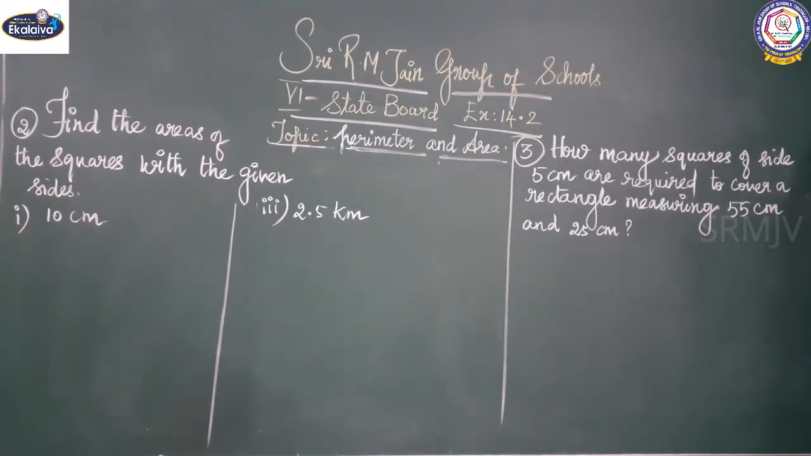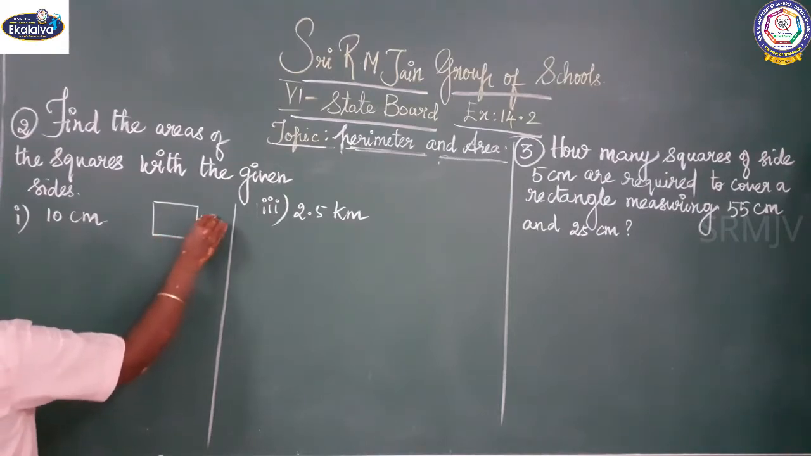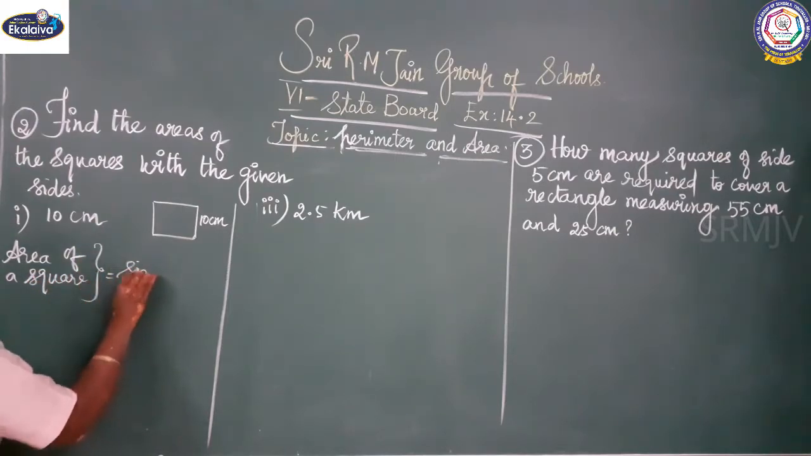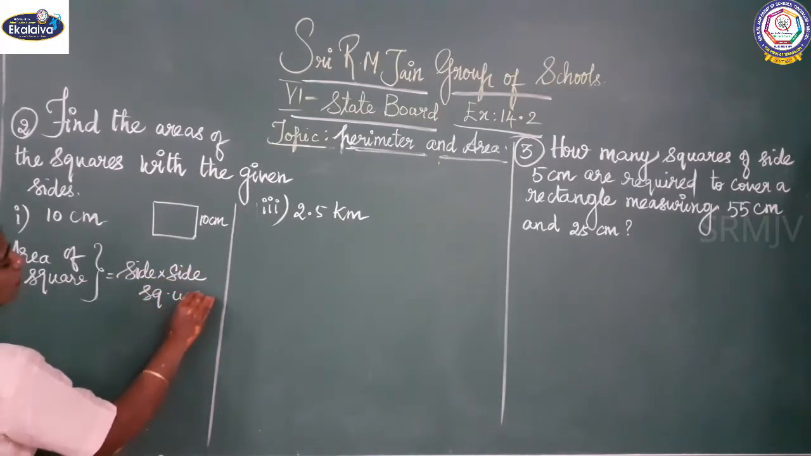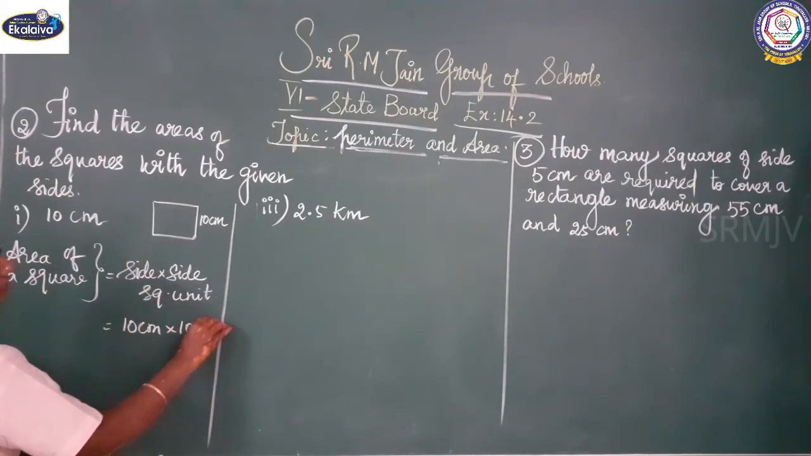Find the area of the square with the given side. See, what side are they given? 10 centimeter. Okay. Now I am going to find out the area of a square. What is the area of a square formula? Side into side square unit. So area means the unit should be what? Square. Now side is what? 10 centimeter. So 10 centimeter into 10 centimeter.